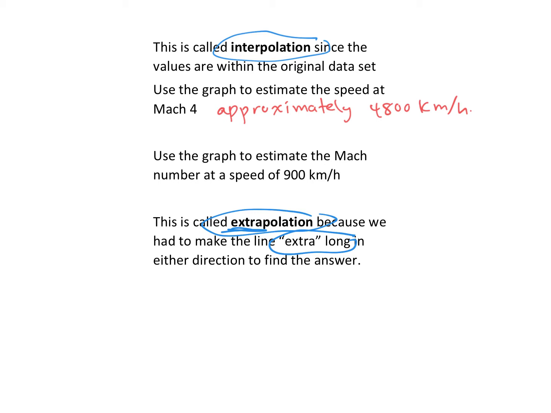It is approximately, let's see, we want the Mach number, so put about 0.6. Is approximately where it is. So when you are using your line of best fit, you are estimating your answers. It's not exact, but it is a good estimation.